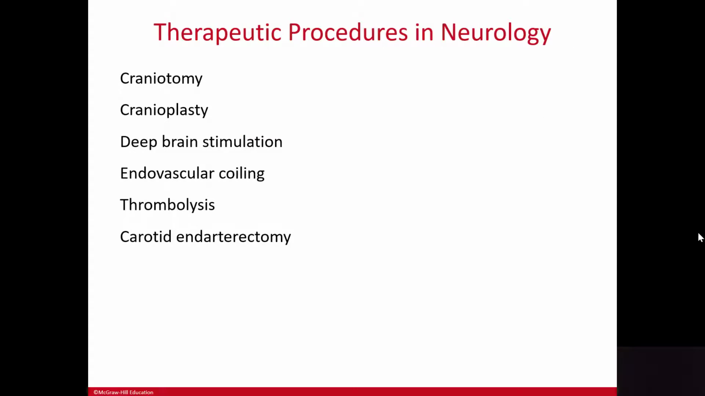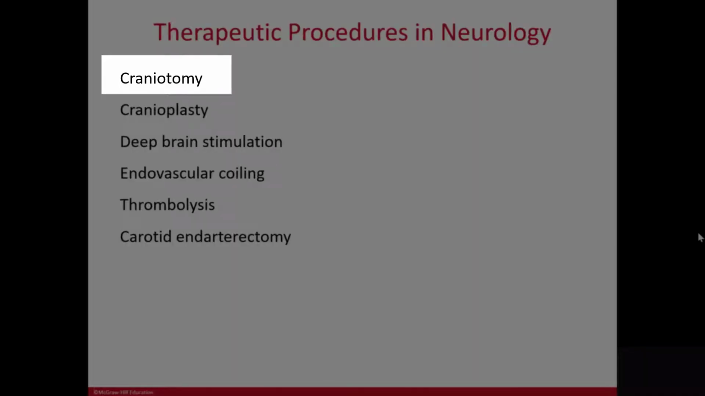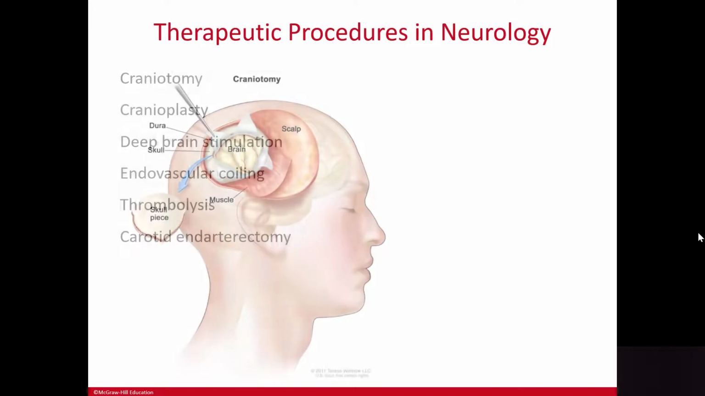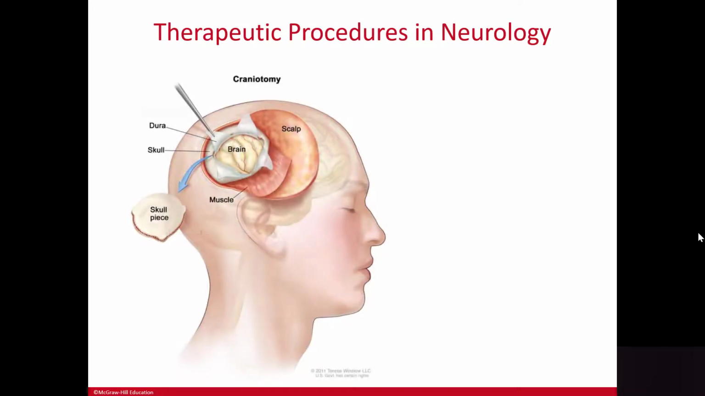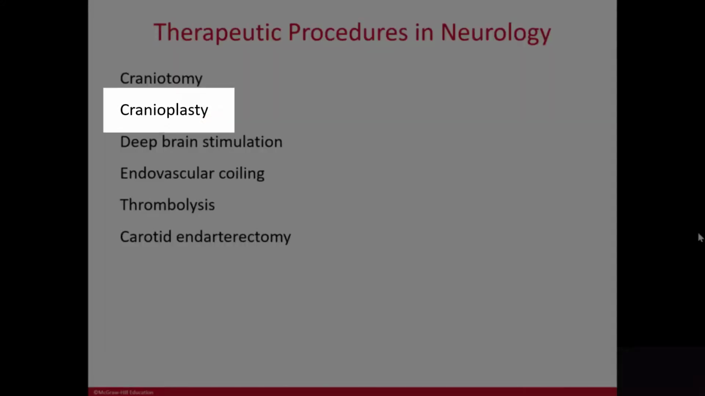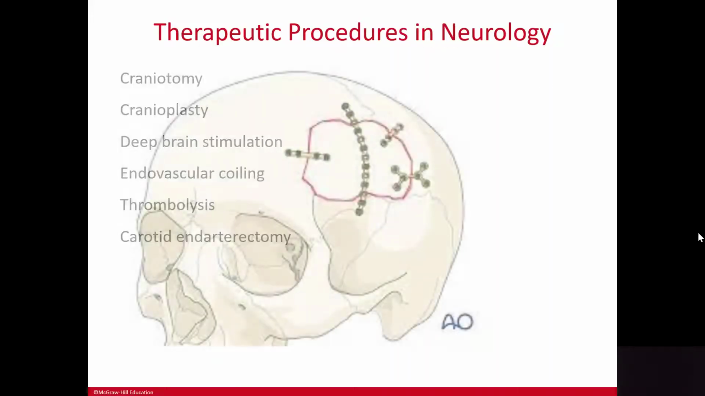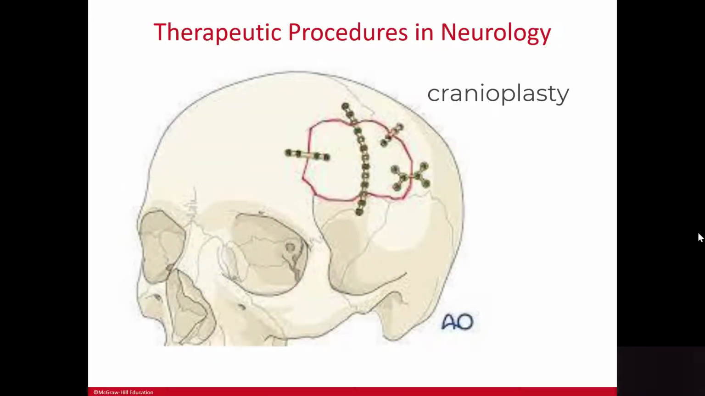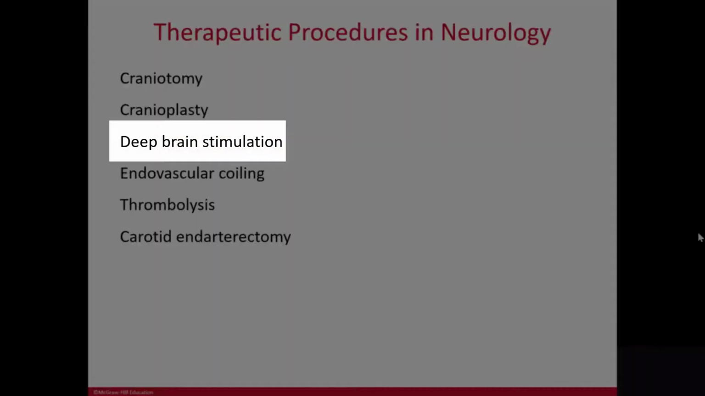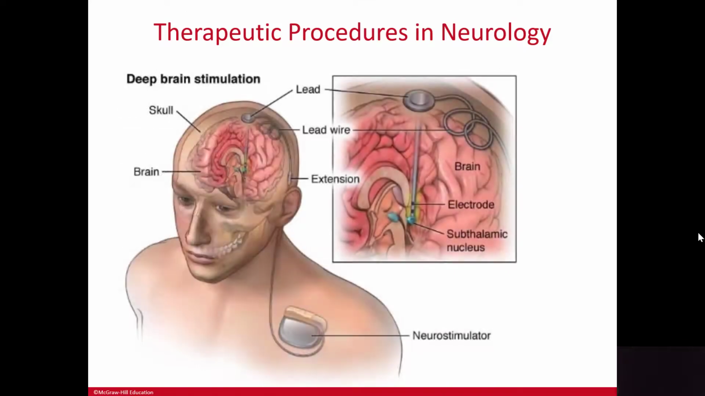These are some therapeutic procedures. Craniotomy simply means the surgical removal of part of the cranium or skull to expose the brain for surgery. Cranioplasty, plasty means repair, so cranioplasty is repair of the cranium or the skull, and this usually is a result of the craniotomy. Deep brain stimulation is placing electrodes deep into certain areas of the brain to deliver electrical stimulation, and this is usually done for the treatment of tremors resulting from something like Parkinson's disease or multiple sclerosis, or to treat severe seizure disorders.